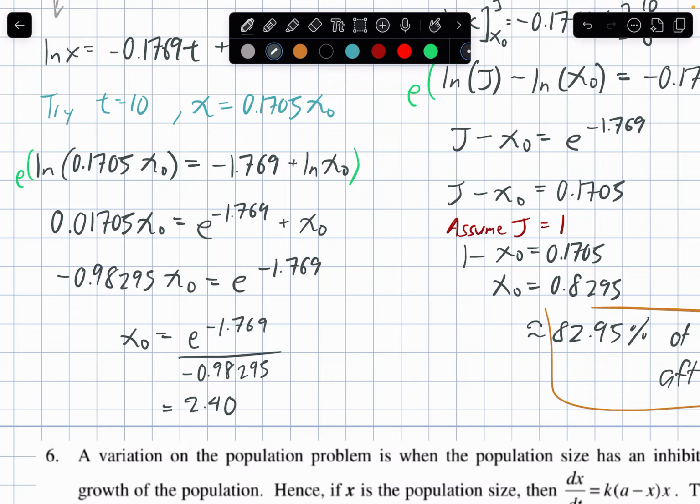Wait a minute. Okay, something's wrong. Let me try using my other calculator. 0.1705 times x equal to negative 1.769 plus ln of x.